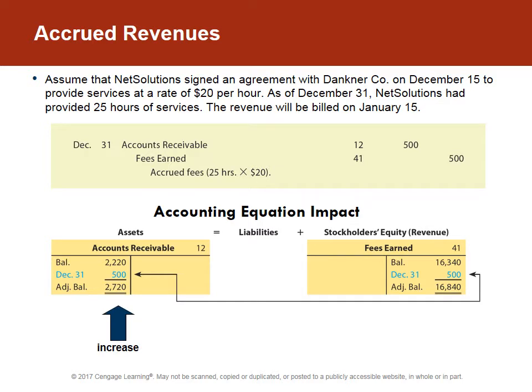First, let's look at the accounts receivable. They go up. This company does in fact owe Net Solutions $500. And on the other side, revenues go up. Revenues are part of stockholders' equity. They're increased by a credit. Accounts receivable are an asset, and they are increased by a debit. So again, our debits and our credits equal.